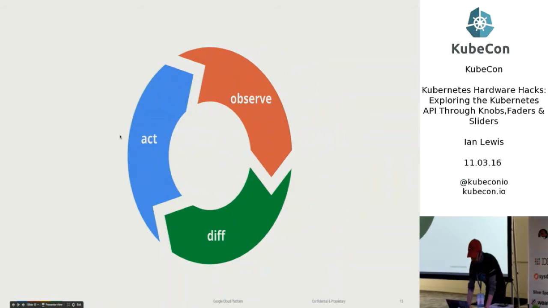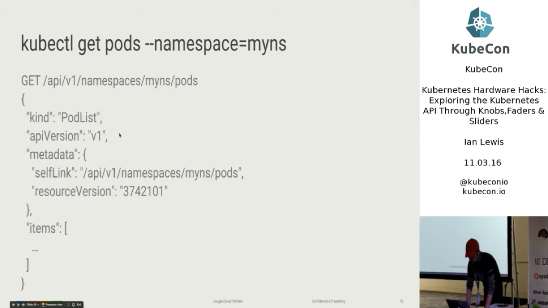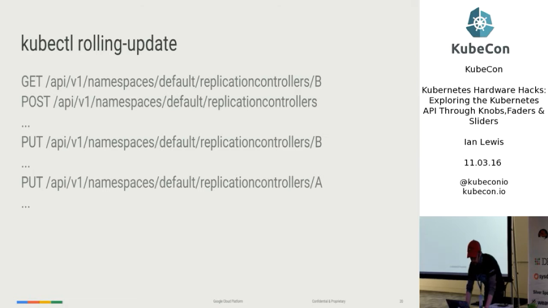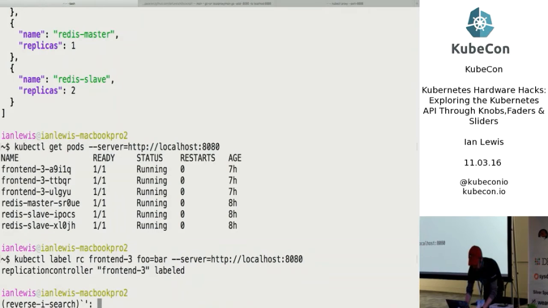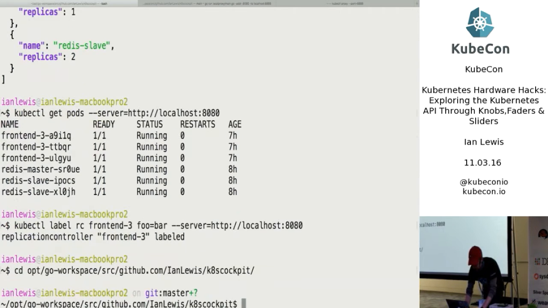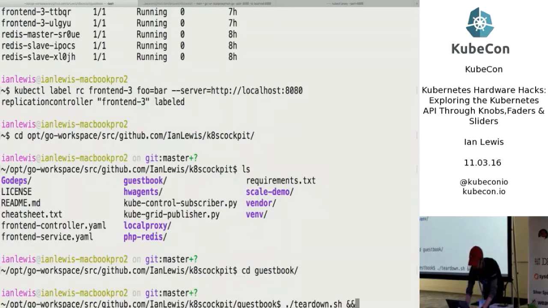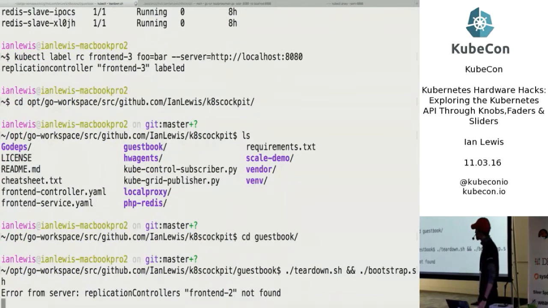So going back, we looked at pods and we looked at labels. One of the things that kubecontrol does is rolling updates. Now, my cluster is not in quite the right state for my demo, so I'm going to rebuild it. Then what I'm going to do is a rolling update and see what sort of requests it's doing.